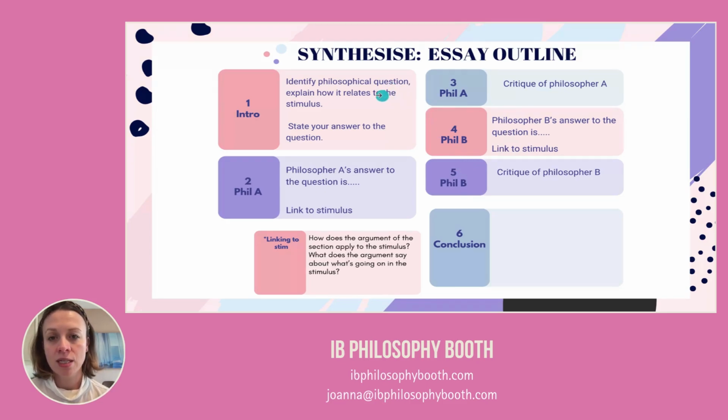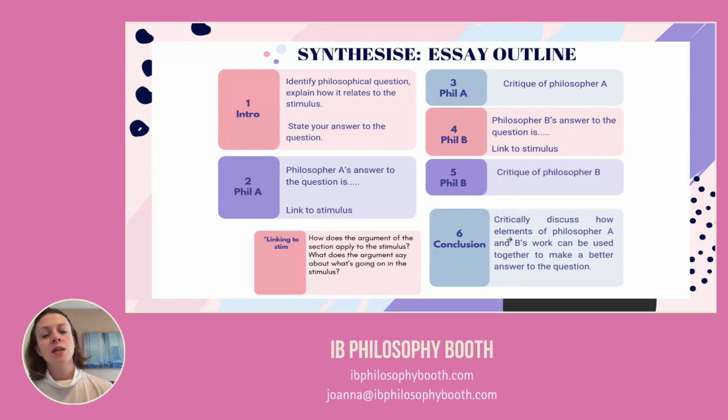So you want to identify the philosophical issue or question, state your answer, give philosopher A's view, critique philosopher A's view, give philosopher B's view, and then critique philosopher B's view. And then in your conclusion, critically discuss how elements of philosopher A and B's work can be used together to make a better answer to the question.